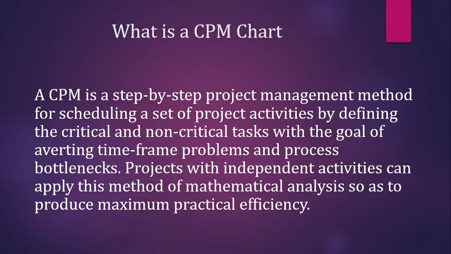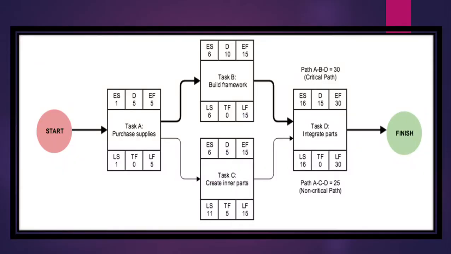What is a CPM chart? A CPM chart is a step-by-step project management method for scheduling a set of project activities by defining the critical and non-critical tasks with the goal of averting time frame problems and process bottlenecks. Projects with independent activities can apply this method of mathematical analysis so as to produce maximum practical efficiency. See in this one here, this is the start, this is the task, this is the flow in which it goes.